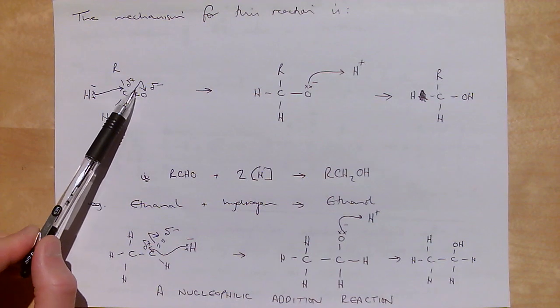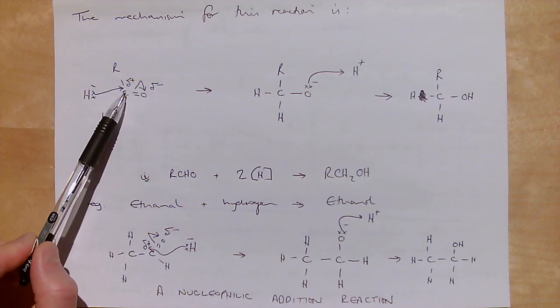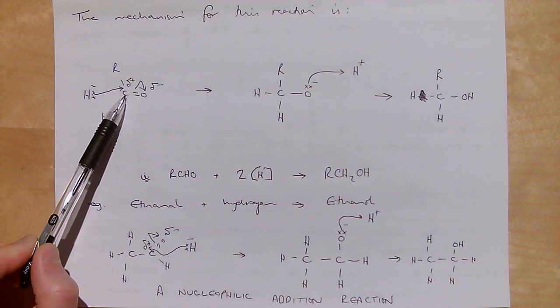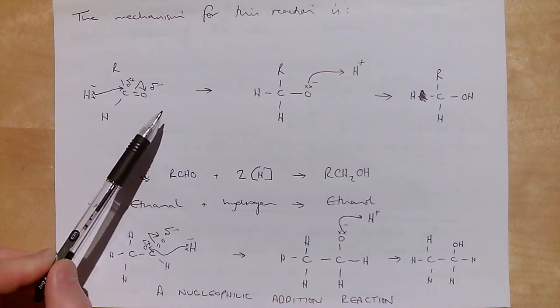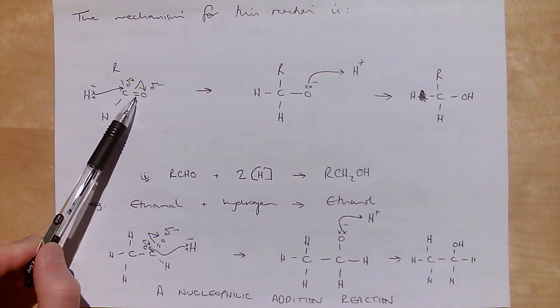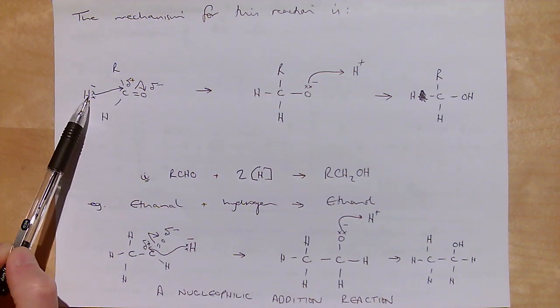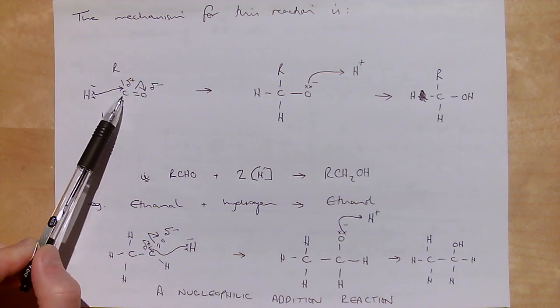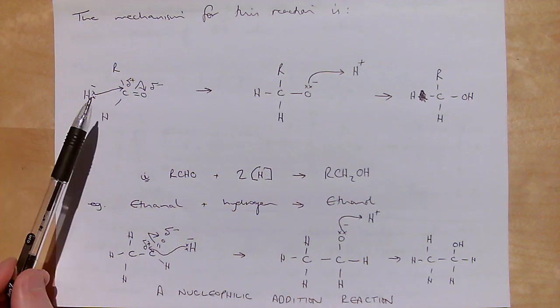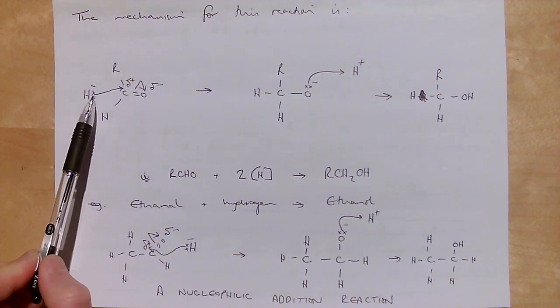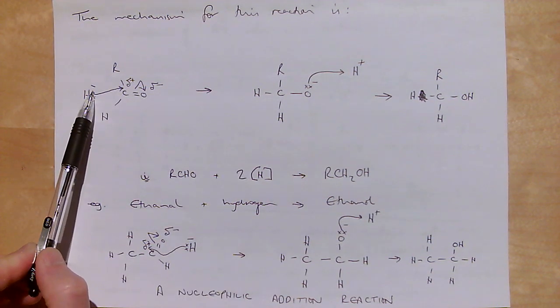Okay, the reason we've got a dipole across the C equals O group is that the oxygen is much more electronegative than the carbon. So we get electron drift towards the oxygen. We've got quite a big dipole across this carbonyl group, which means that nucleophiles can attack the delta positive carbon. So the first thing that happens is this hydrogen forms a coordinate bond with that carbon.